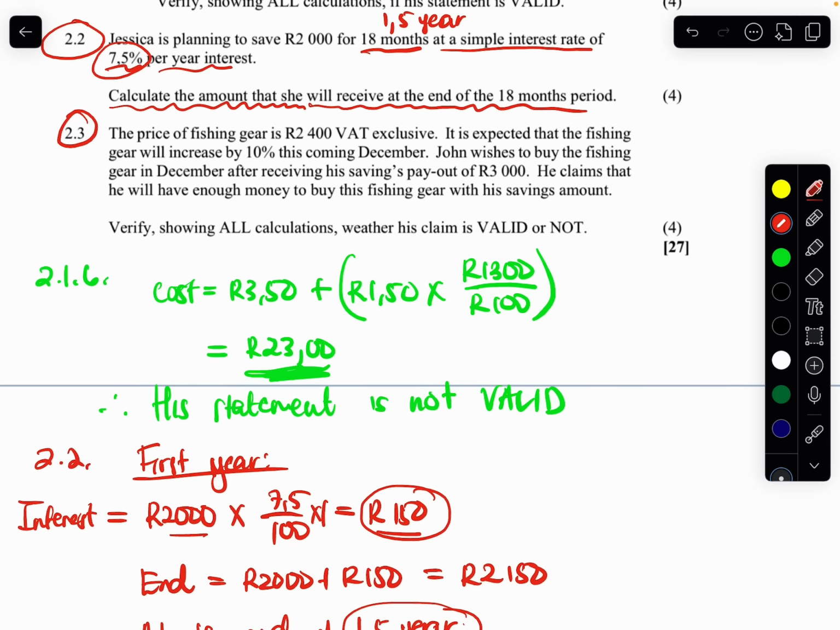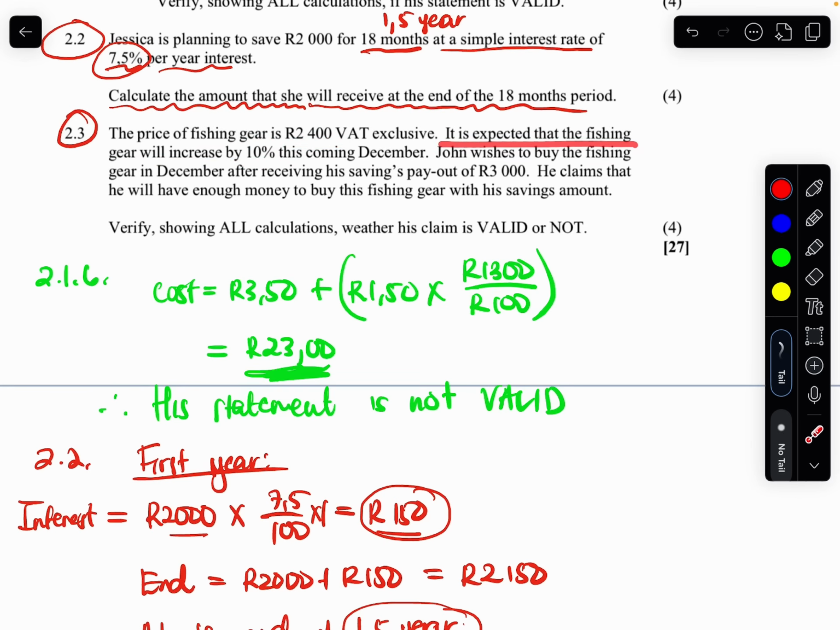2.3, the last question in question 2, right? It says the price of fishing gear is 2,400 VAT exclusive. When they say VAT exclusive, that means it has no VAT. There has to be a VAT that needs to be added to that 2,400. It is expected that the fishing gear will increase by 10%, on top of the 15% VAT.